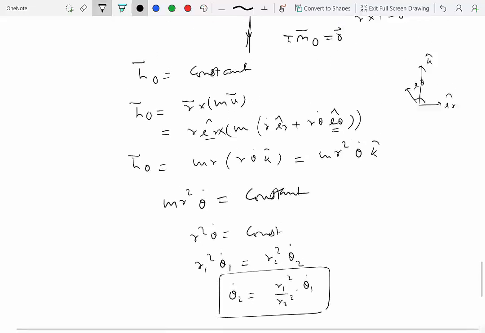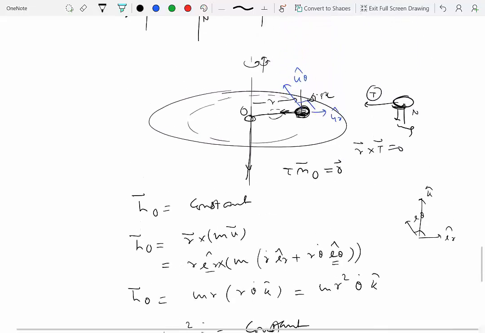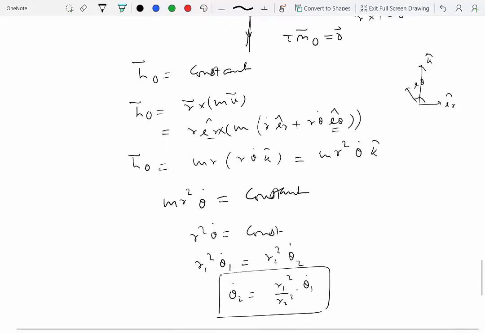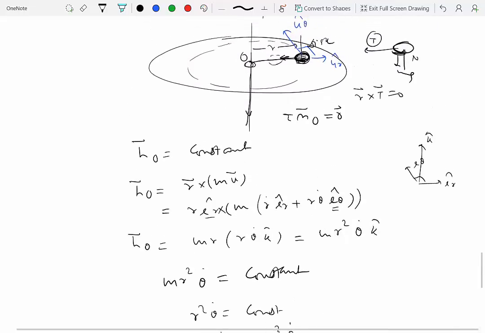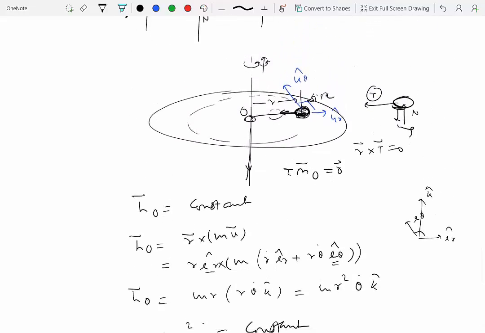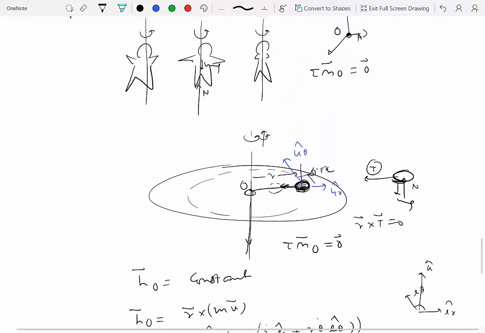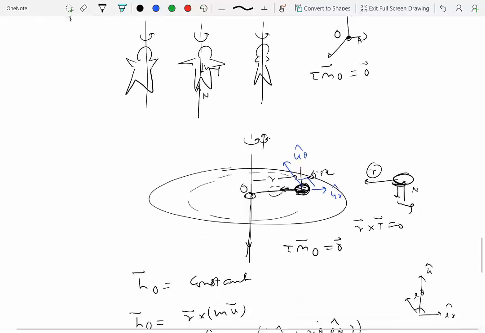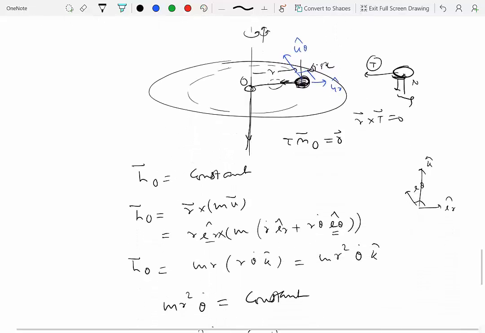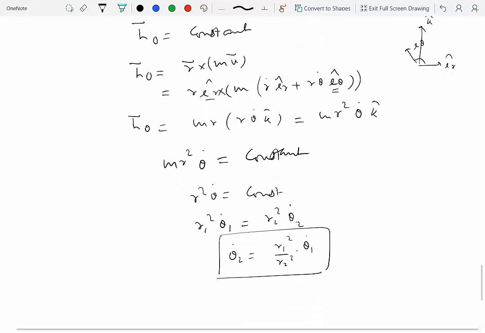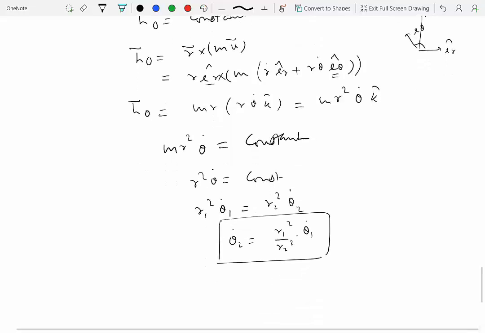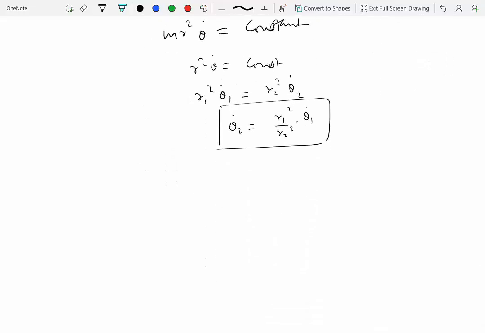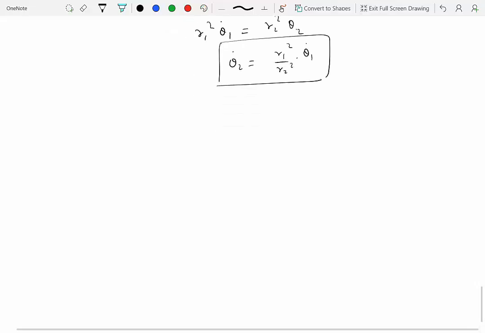Which means that if, let's say, R2 is less than R1, then theta dot is going to be more. And this is exactly how a figure skater would control the rate of a spin, by extending the arms inward or outward. When she extends her arms outward, then R is larger. That means theta dot would be smaller.